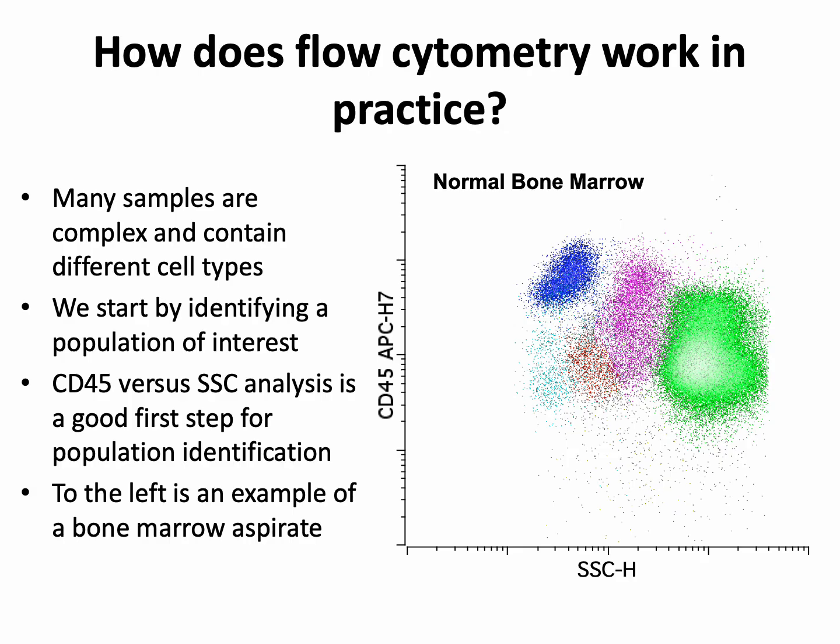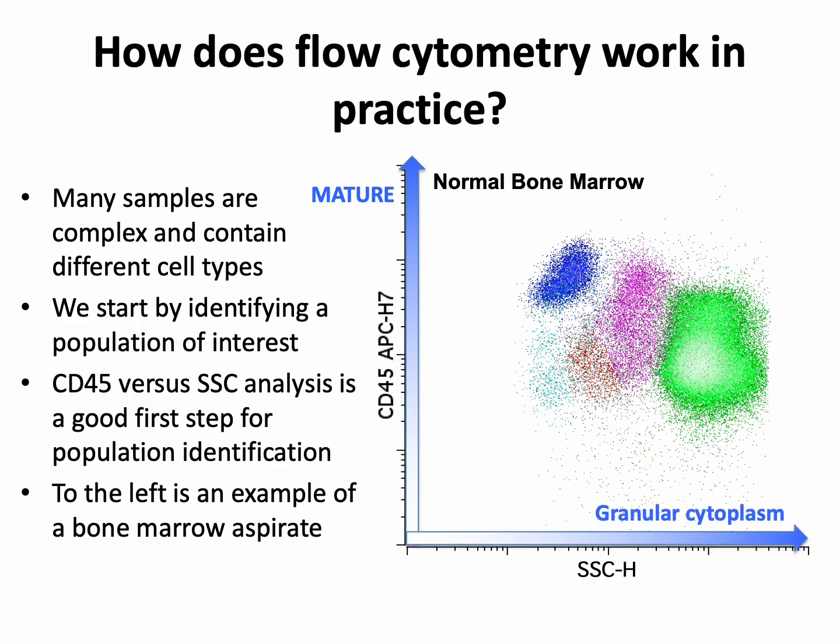scatter. And to the left, I have an example of a bone marrow aspirate showing a plot of CD45 versus side scatter. Now this is a normal bone marrow, and using CD45 and side scatter, we can differentiate a variety of different cellular populations. CD45 is a marker expressed with increasing intensity on hematopoietic cells as they mature. So the more CD45, the more mature your cell will be. Side scatter, as you may recall, is increased in cells that have a more complex or granular cytoplasm, so the higher the side scatter, the more granular the cytoplasm of your cell.